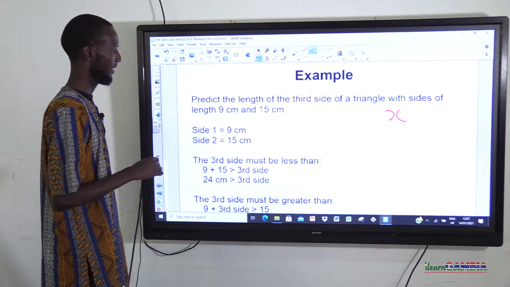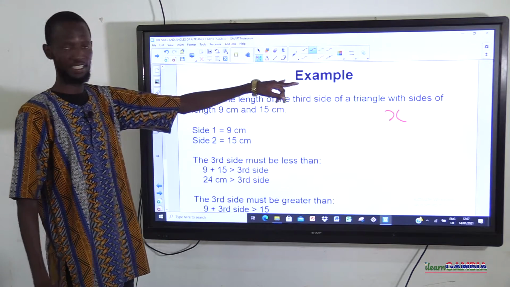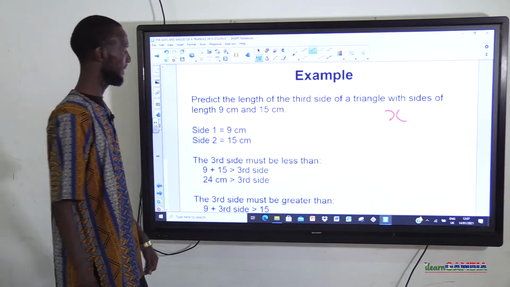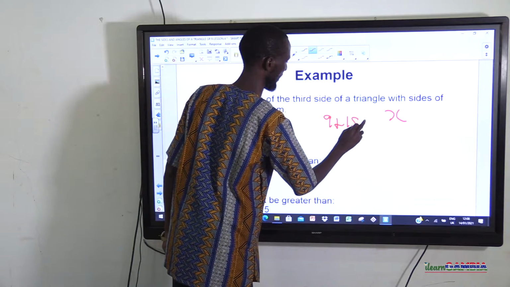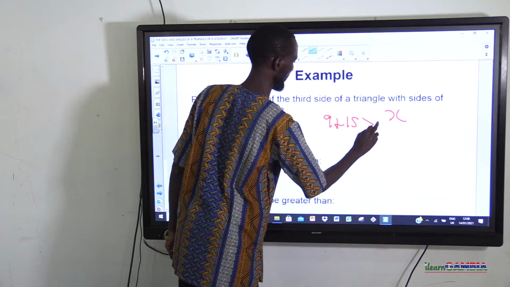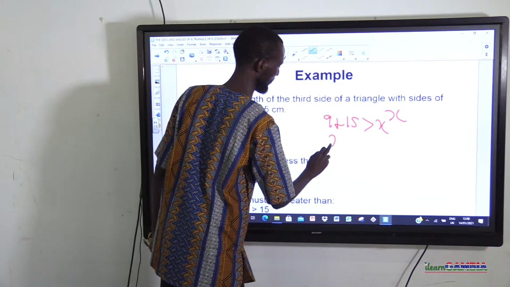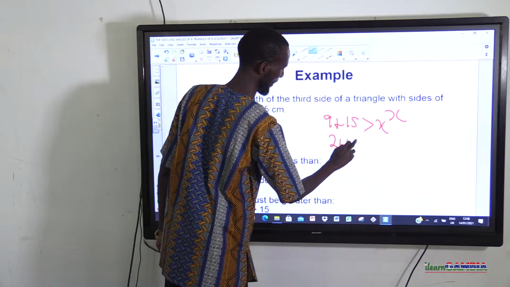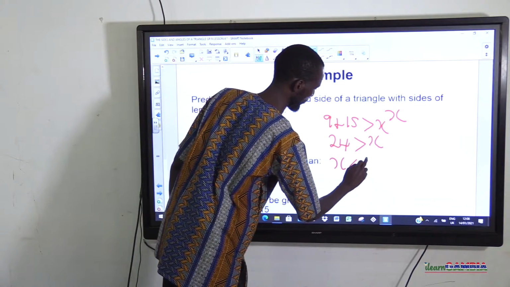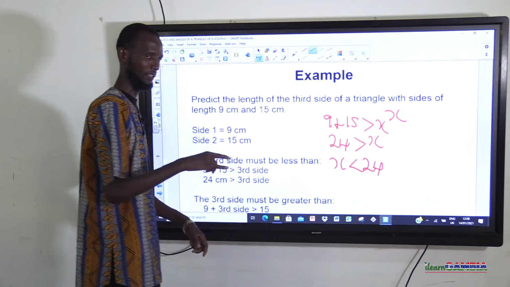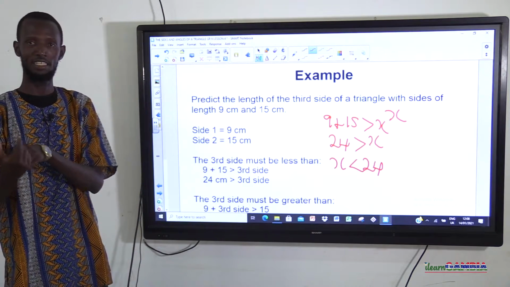If we add these two sides, our answer has to be greater than x. Meaning 9 plus 15 has to be greater than x. If you add 9 and 15, that gives you 24. 24 has to be greater than x, which means x is less than 24. So from there, we know one condition: our third side has to be less than 24.